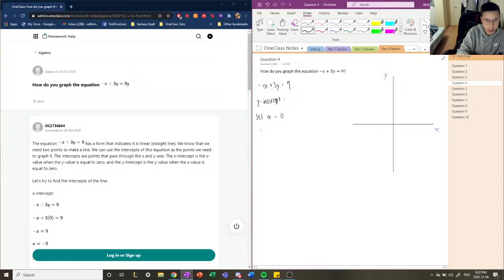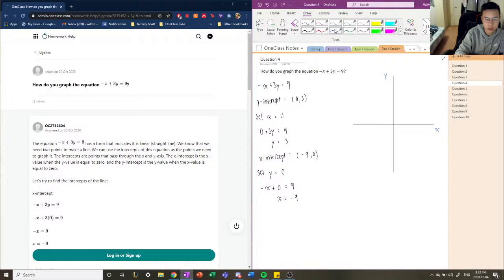So what do we get? 0 plus 3y equals 9. If we isolate for y, we get 3. So our y-intercept is 0 and 3. What's our x-intercept? For the x-intercept, we set y to equal 0. And what do we get? Negative x plus 0 equals 9, and we get x equals negative 9. And so we have negative 9 and 0.